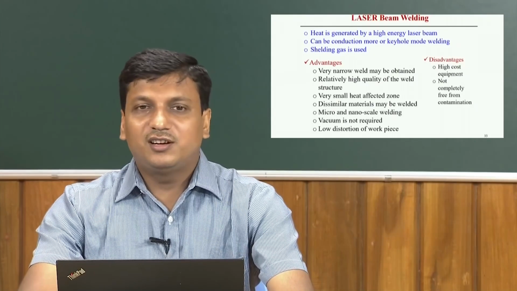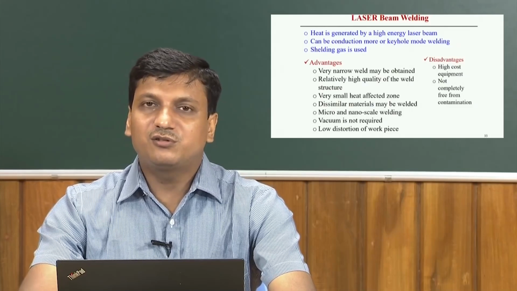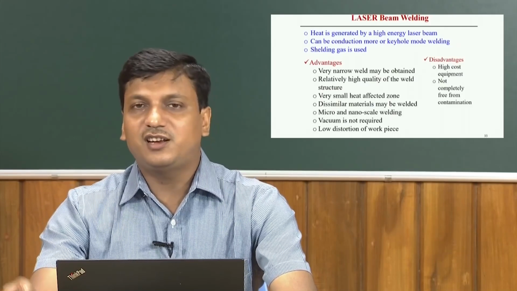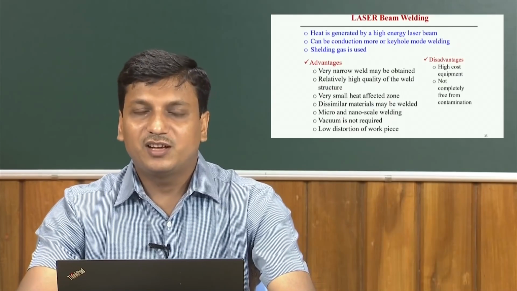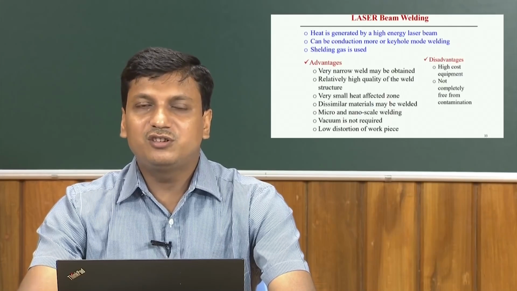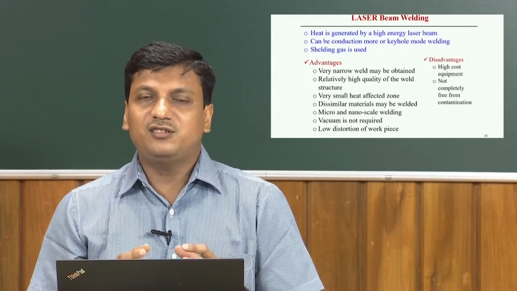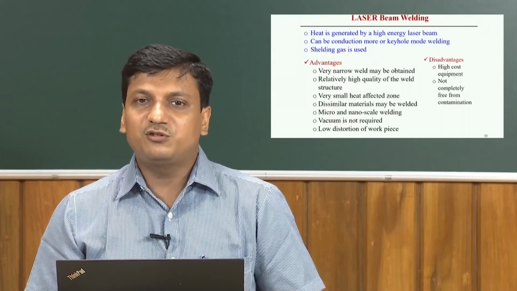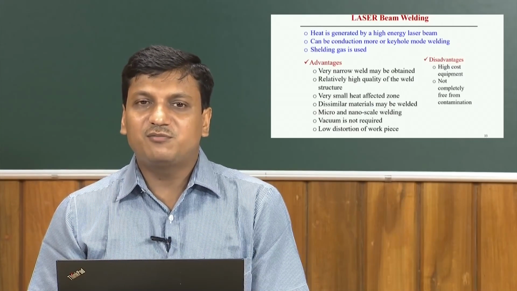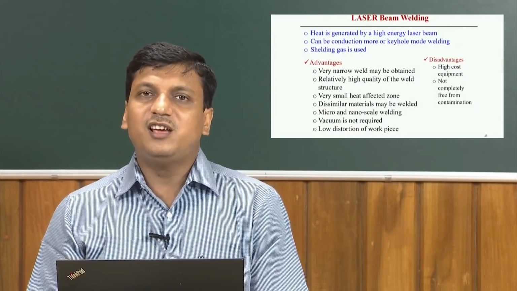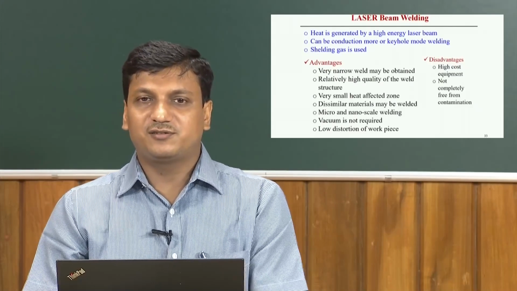Of course, since we can use the shielding gas, there is no need of a vacuum in this case, like electron beam welding processes. It can also produce low distortion of the workpiece, since heat is focused in this very narrow zone. That way it can produce relatively low distortion as compared to other arc welding processes.